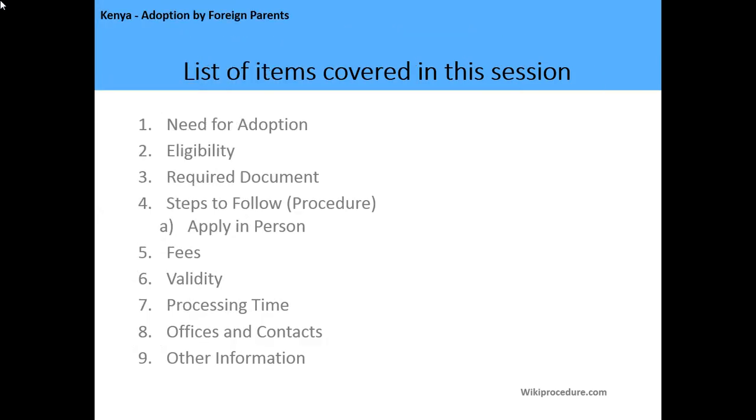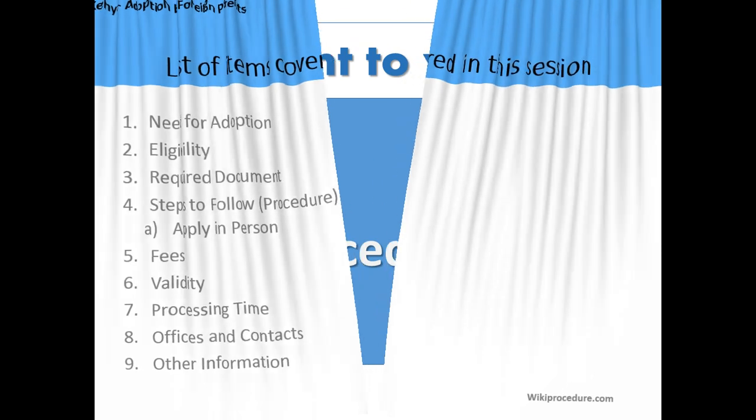The list of items that we are going to cover today include the need for adoption, the eligibility criteria, the required documents, steps to follow in making the applications, the fees, the validity period, processing time, office locations and contact information, and any other information that we may find relevant on how to go about the adoption process as a foreign parent in Kenya. So welcome to our presentation today, which is brought to you by wikiprocedure.com.